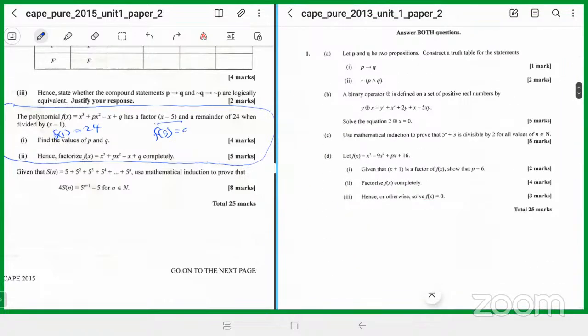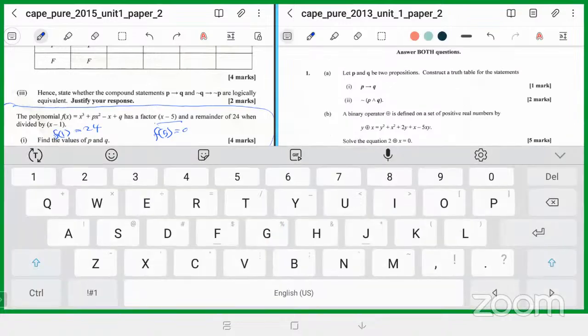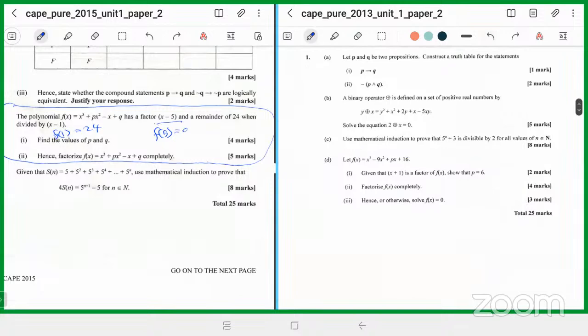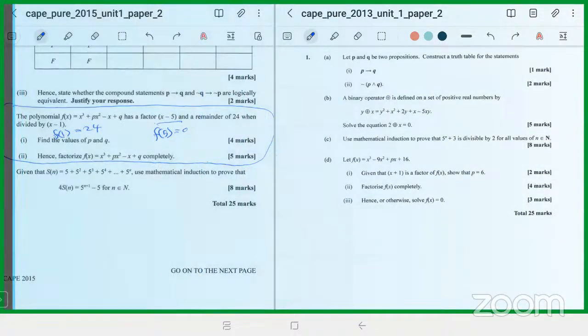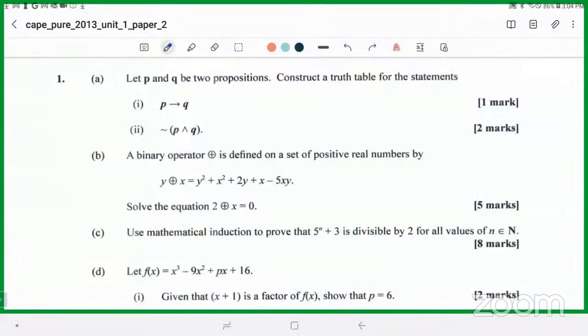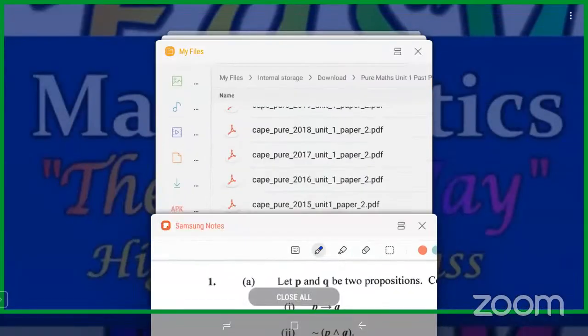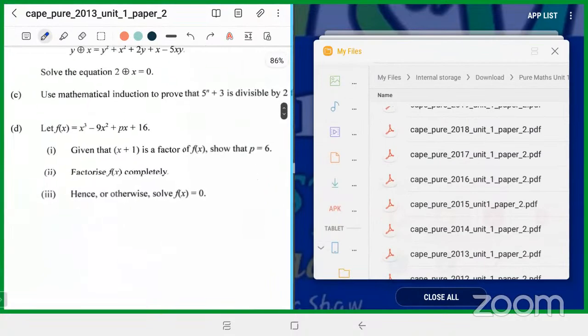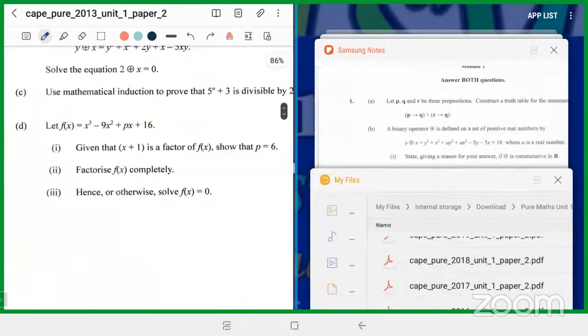This one here. That's a polynomial again. All right, so let me bring it up over this side. Part D is a polynomial.